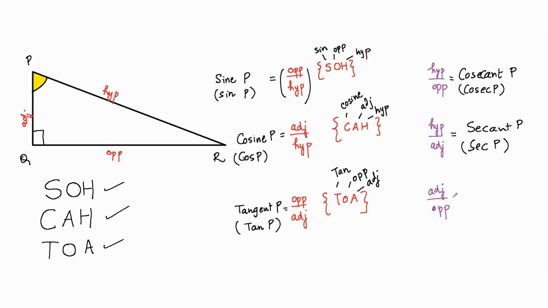And adjacent upon opposite is the reciprocal of tan. So if you notice, tan of an angle was opposite upon adjacent. The reciprocal of this ratio is called cotangent of the angle, that is cotangent of P. The short form of this is cot P, right? So we have 6 trigonometric ratios over here. I will pause for a minute before I take an example in this diagram.